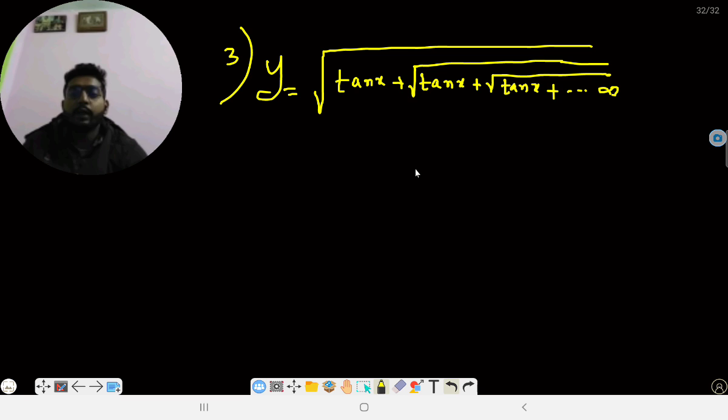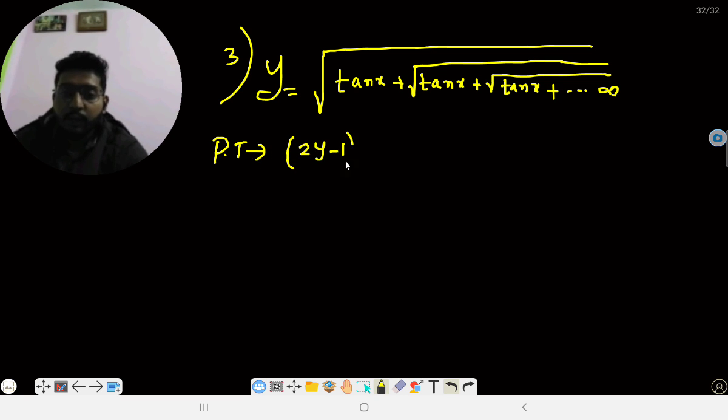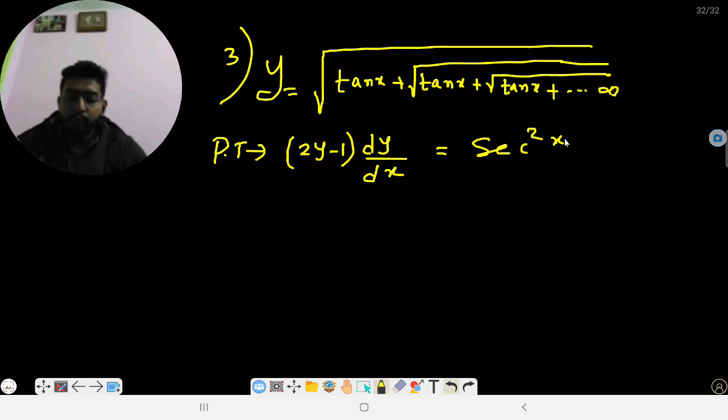Okay, so y equals root of tan x plus root of tan x, and so on up to infinity. We have to prove that (2y minus 1) dy/dx equals sec square x. This one we need to prove. So how to solve this type of problem?